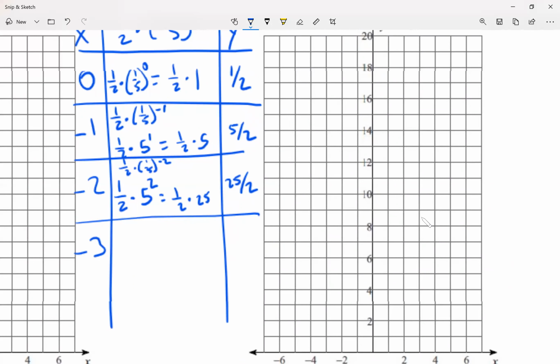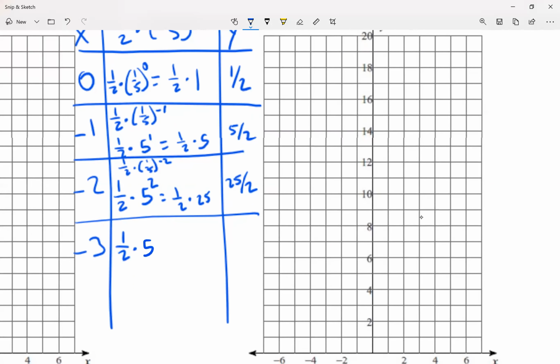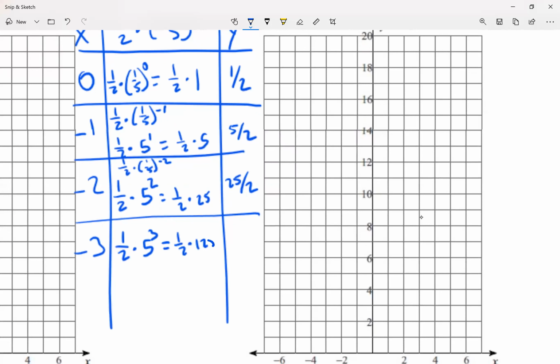Now, what if x equals -3? I can see this as 1/2 times 5 to the third. Remember, my negative exponent flipped the fraction. So I'm looking at this as 1/2 times 125, which is 125 halves. That's a decimal, that's what? 62.5.